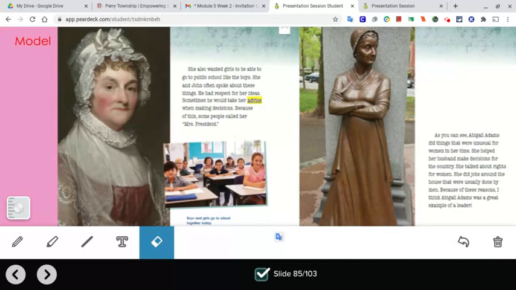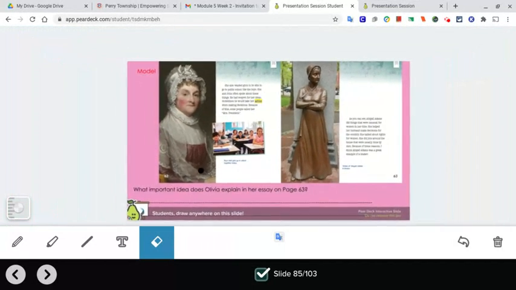She helped her husband make decisions for the country. She talked about rights for women. She did jobs around the house that were usually done by men. Because of these reasons, I think Abigail Adams was a great example of a leader. So down here at the bottom, it says, what important ideas does Olivia explain in her essay on page 63?